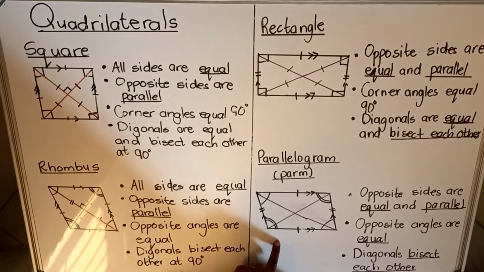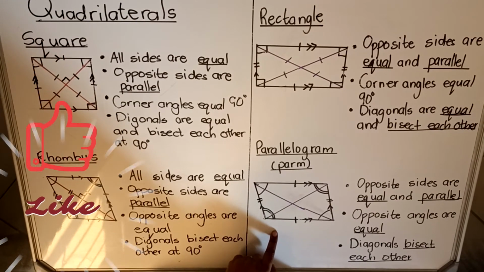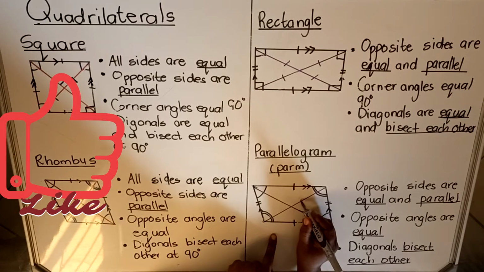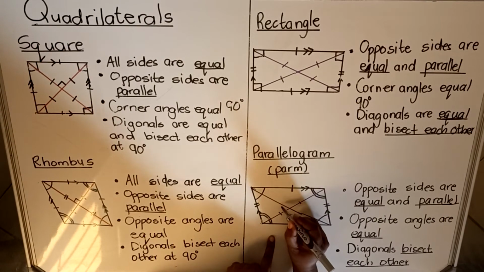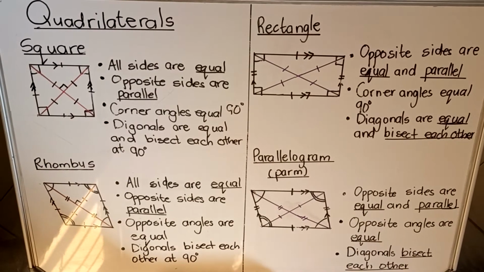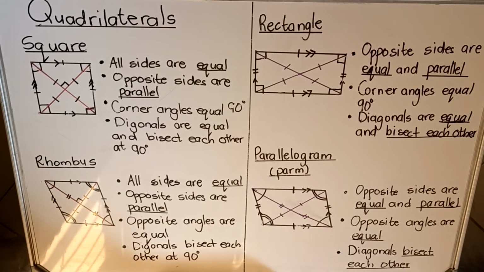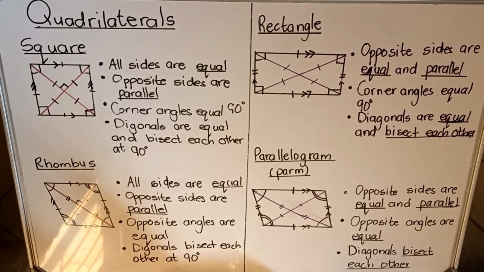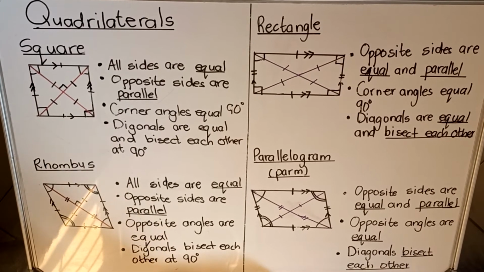With a parallelogram, the diagonals bisect each other. They are not equal. So that will be equal to that, and this one will be equal to that one. They are not equal and they do not bisect each other at 90 degrees. So these are the properties of a rectangle and a parallelogram. Let's look at the last two.